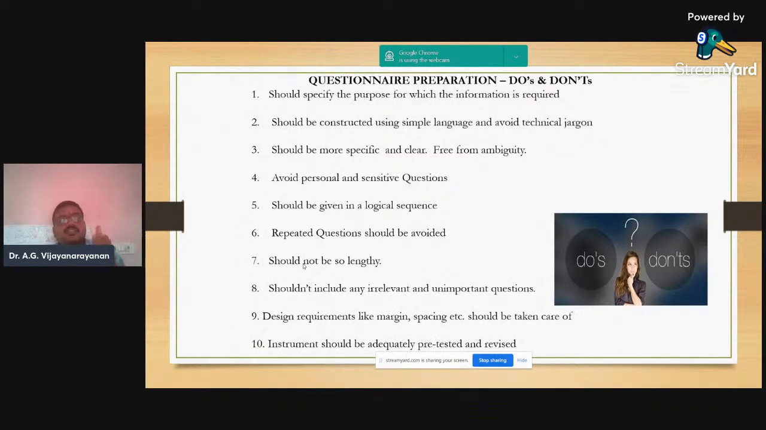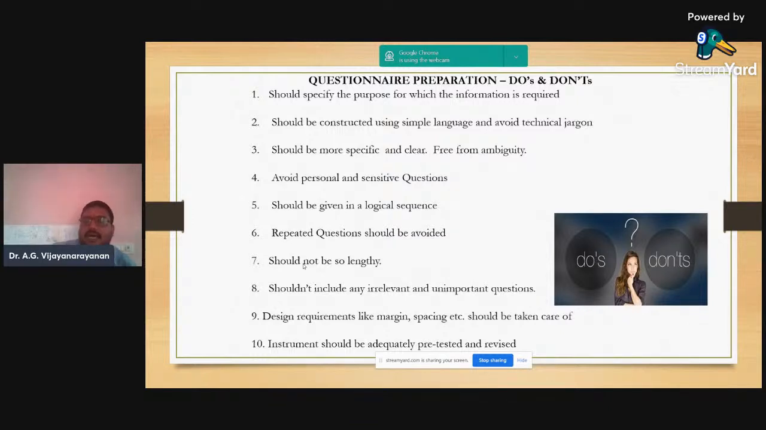Then use simple language. Avoid the technical jargons. Okay? Make it specific. Make it clear. Avoid personal questions. Avoid sensitive questions. Have a logical sequence. And many a times we repeat the questions voluntarily or involuntarily. நமக்கு தெரியாமலே first question 10th question same இருக்கும், but there will be in different words. So please ensure that you are not repeating the questions.